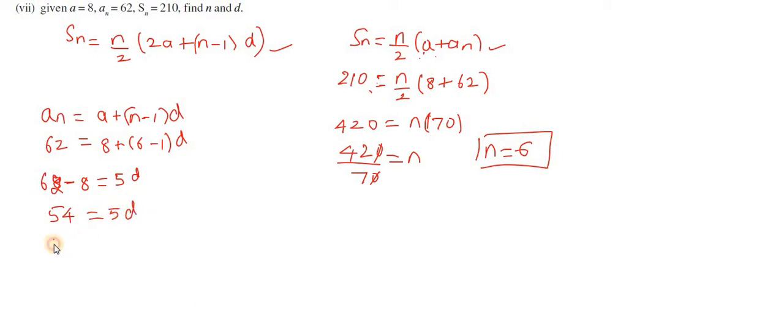So you can isolate d. You can write 54 by 5 is equal to d. So the d value is 54 by 5. Is it clear? I hope all of you understood.